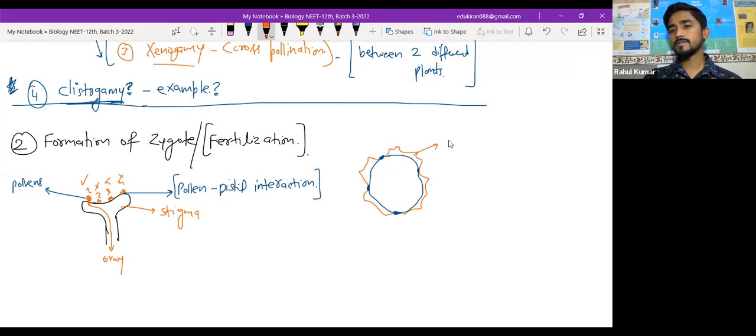Now, this outer layer is called exine. It's toward the outer side, you know. In the inner layer, this blue one is called intine. Is it clear, everyone?